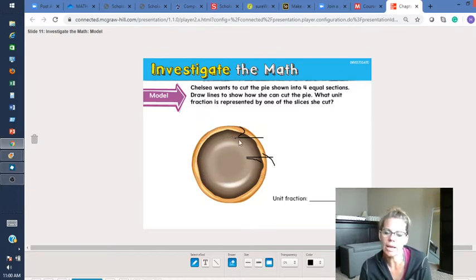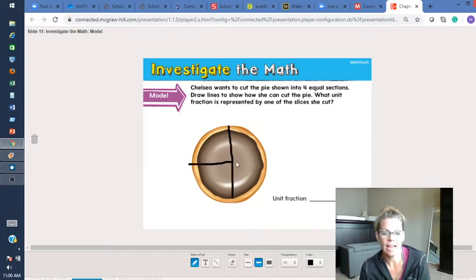Now, sometimes our drawings aren't perfect, but in general, you have to be drawing it in a way that would show equal. So if we're going to do equal, we're going to do half and half. So we have equal slices in each one, right? So you can just draw a circle on your page, cut it into fourths.